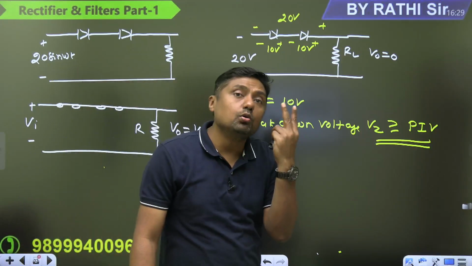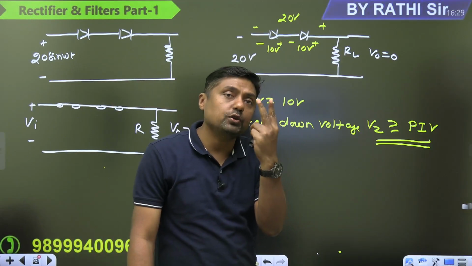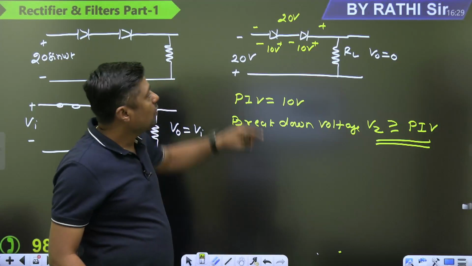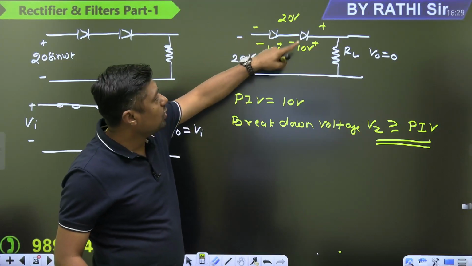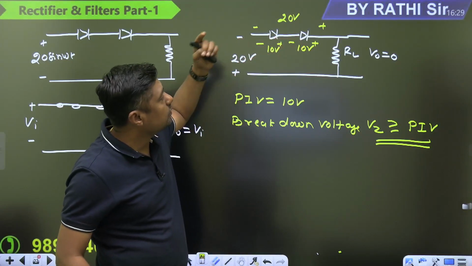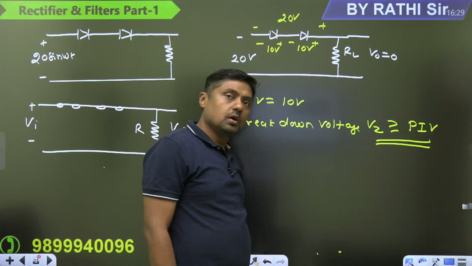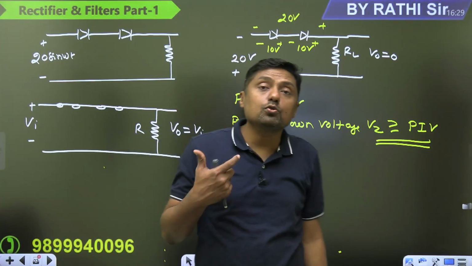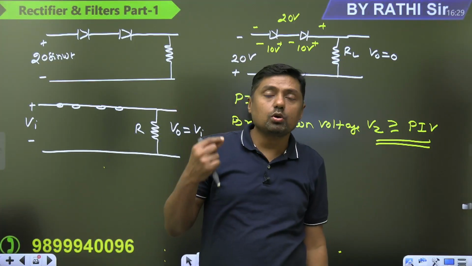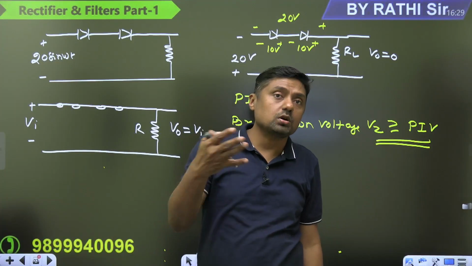But how many diodes are required? Two diodes are required. What is the rating of this diode? 11 volt. What is the rating of this diode? 11 volt. What is appearing? 10 volt, 10 volt, and that's why there is no problem. So in this way we can reduce PIV, the peak inverse voltage or peak voltage appearing across the diode.